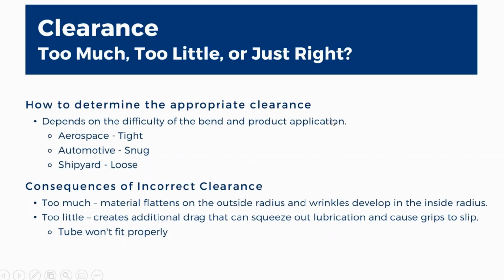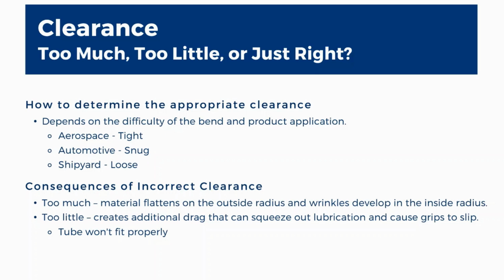Now we'll talk about clearance. Too much, too little, or just right. Clearance is the space between the ID of the tube and the finished OD of your shank and balls. The amount of clearance determines the amount of opportunity there is for deformation in your finished product: OSR flatness, ISR suck-in, and tube out of roundness.